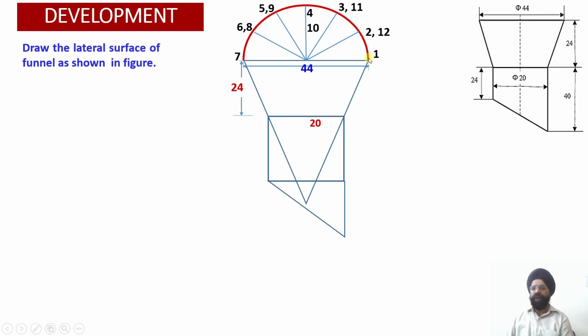Now here we go, point 1, point 2, point 3, point 4, 5, 6 and 7. And even if we draw the other part, 6 and 8 would have coincided, 5 and 9 would have coincided, 4 and 10 in the front view would have coincided, and similarly 3 and 11 and 2 and 12 would have coincided with each other in the front view. So this is our frustum of a cone.